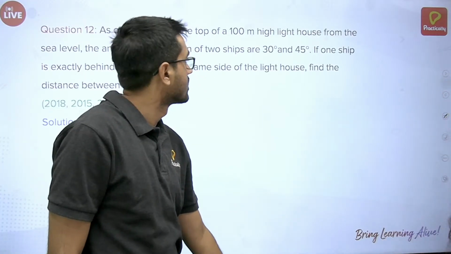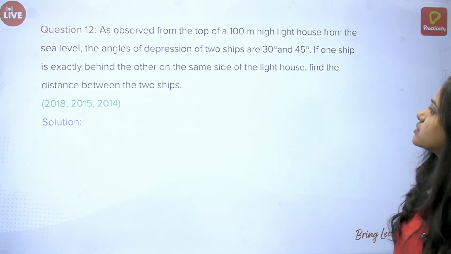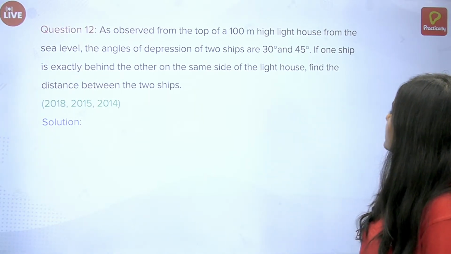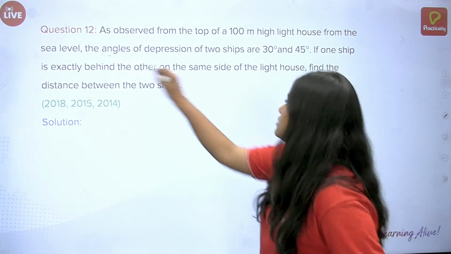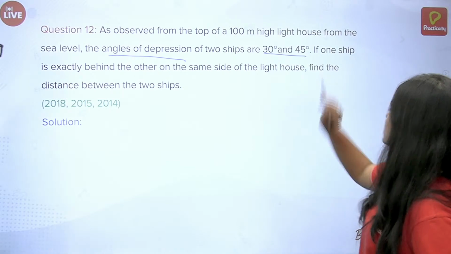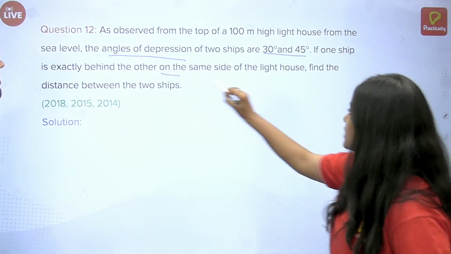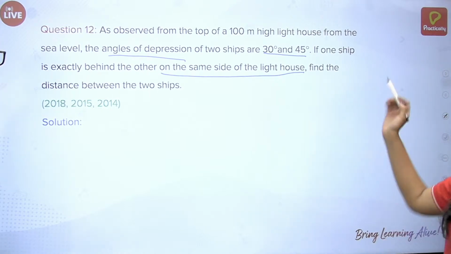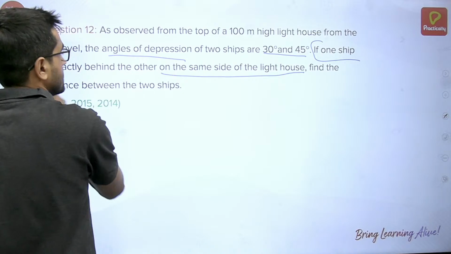Super. Next. Oh, again our trigonometry, right? Oh, yes. As observed from the top of a 100-meter high lighthouse from the sea level, the angles of depression of two ships are 30 degrees and 45 degrees. If one ship is exactly behind the other on the same side of the lighthouse, find the distance between them. This is the only line we should always focus on in this question, right?